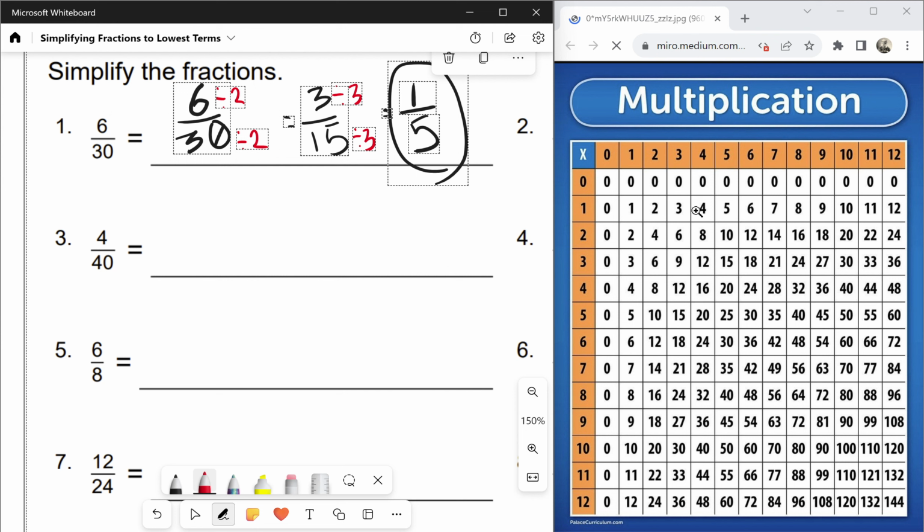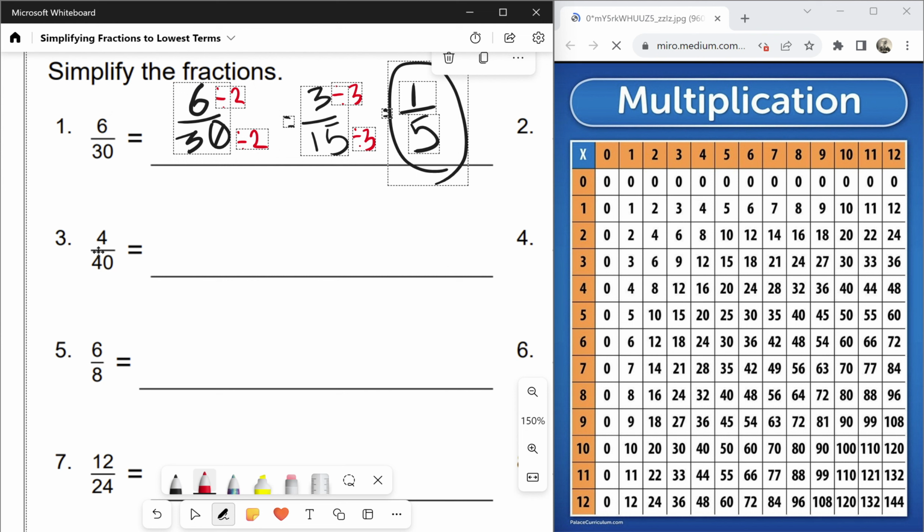Now, I see another instance of 4 here. 4 can be divided by 1, and that'll give me 4. And 4 can be divided by 4, and that'll give me 1. Okay? So I'm keeping those in my brain. So far, what I'm remembering is 4 can be divided by 4, 1, and 2. Those are the 3 numbers that I'm keeping in my brain.